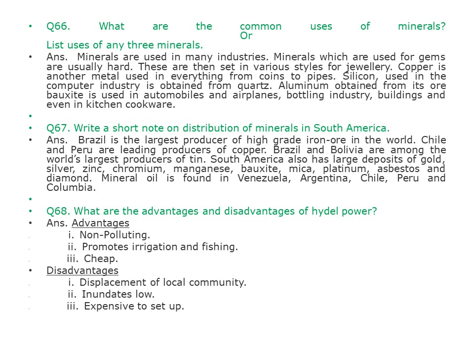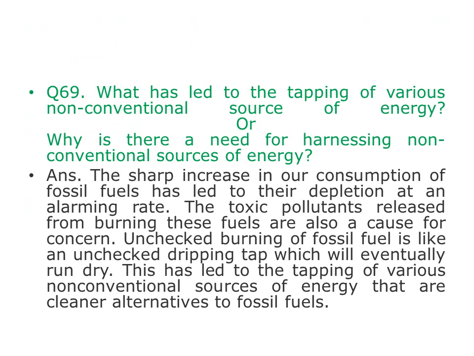What are the advantages and disadvantages of tidal power? Advantages: non-polluting, promotes irrigation and fishing, cheap. And disadvantages: displacement of local communities, and it is expensive to set up.